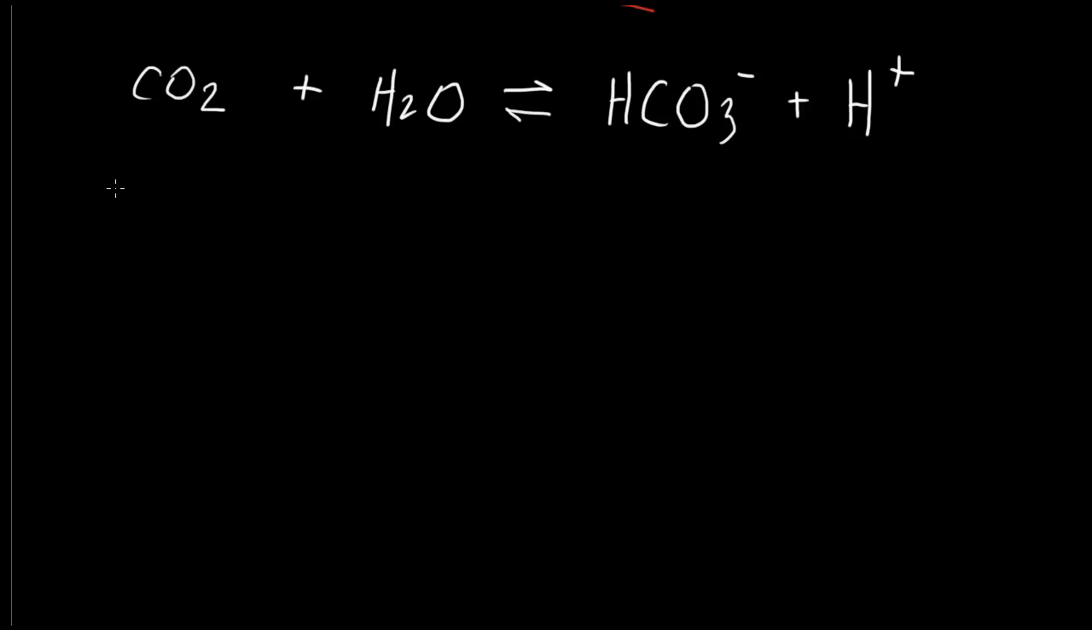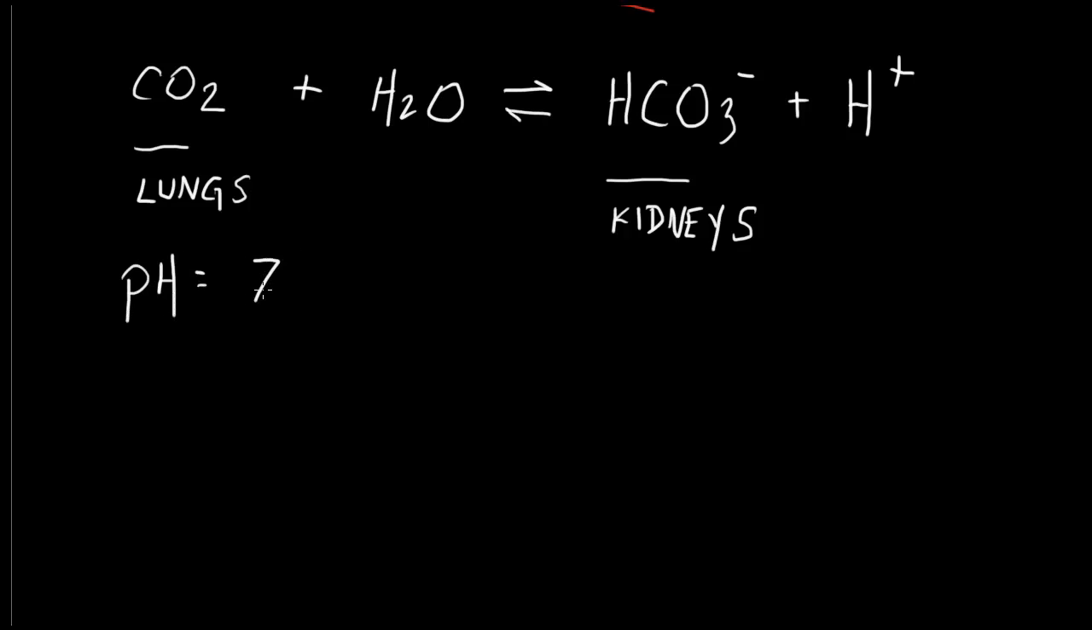This equilibrium works towards keeping CO2 and bicarb in a very tight range. So again, the lungs blow off PCO2 or retain PCO2. The kidneys work to try to retain or get rid of bicarb, depending on the situation. The goal is to keep the pH as close to 7.40 as possible.